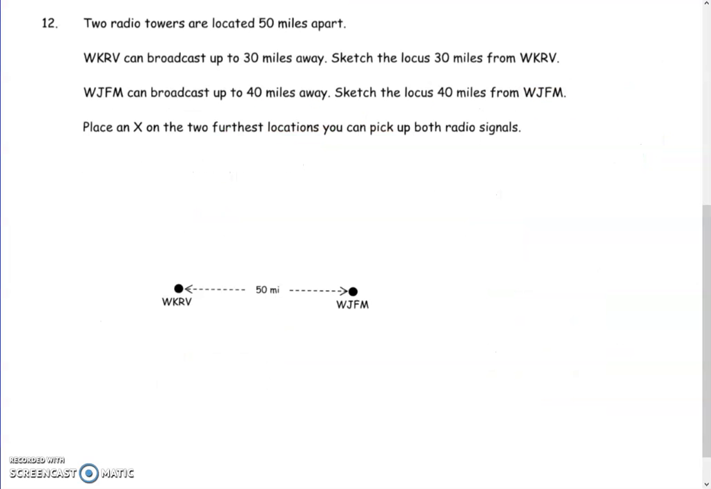All right, I'm going to skip to 12. This is a question you guys will see on your task review work session. 2 radio towers are located 50 miles apart. WKRV can broadcast up to 30 miles away. Sketch the locus 30 miles from WKRV. So we'll do that first. WKRV is 1 point. 30 miles away is going to be a circle with a radius of 30.